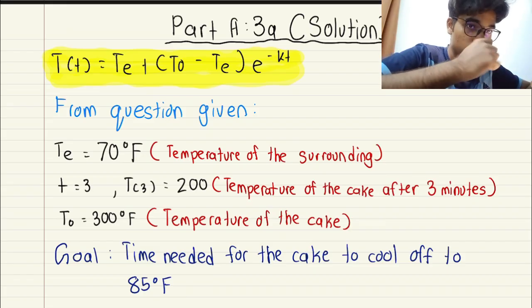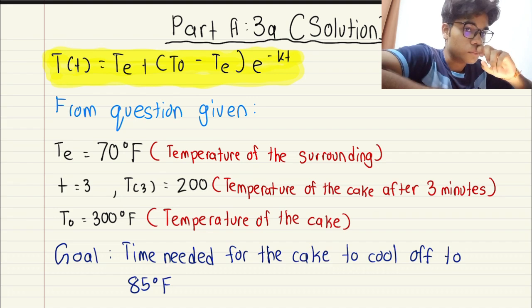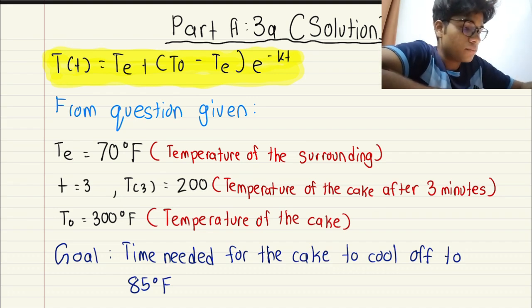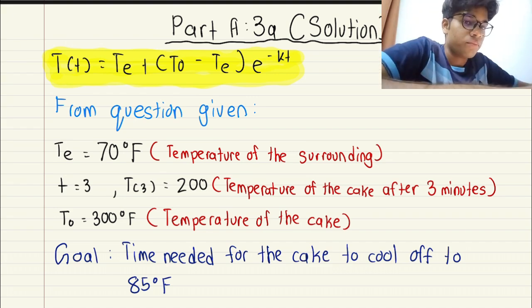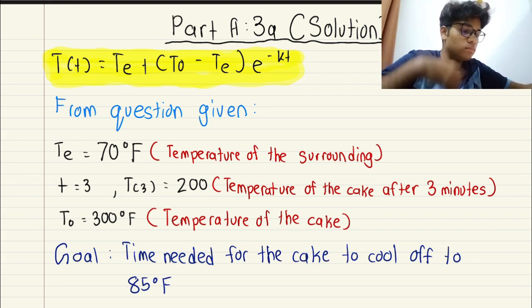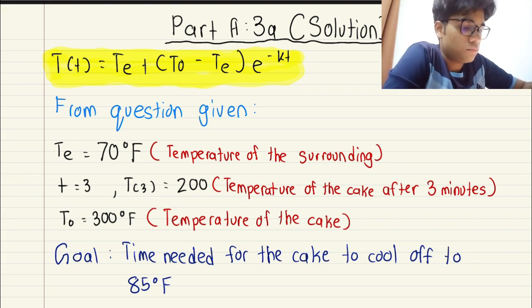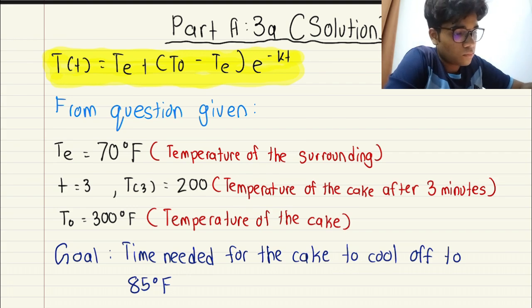Now, I'll be explaining the solution for Part A. For this question, there are two parts, 3A and 3B. So let's start with 3A first. The formula that I'll be using is T equals TE plus (T0 minus TE) multiplied by e to the power of negative KT.